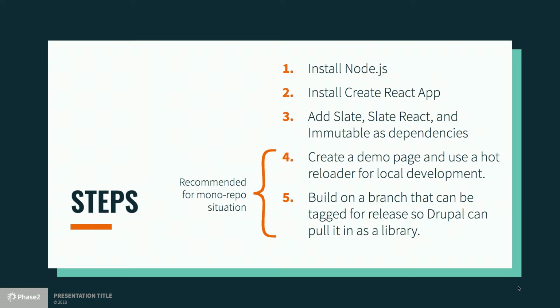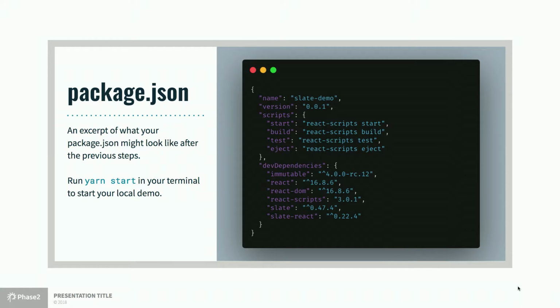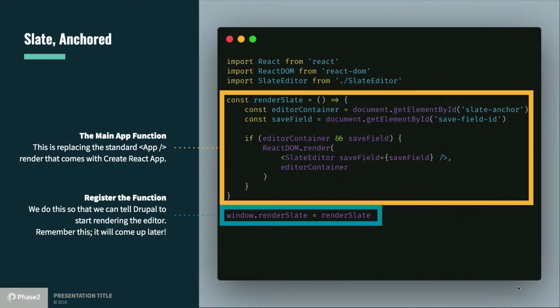And then when it comes time to release a new version, we created a build script to minify the Slate JavaScript and provide a map. That all commits to a separate branch, and then it tags for release. And that's all that we're pulling into Drupal as a library. Here's a very vague example of what you should see in package.json after you install those 3 libraries. And you would run yarn start to start the demo page. There's some setup that you'd have to do after this that I'm going to explain in a minute.